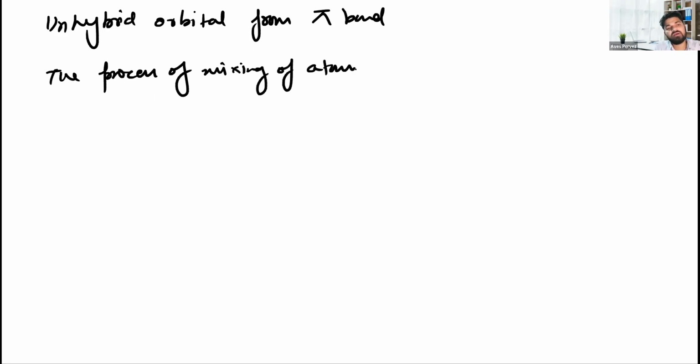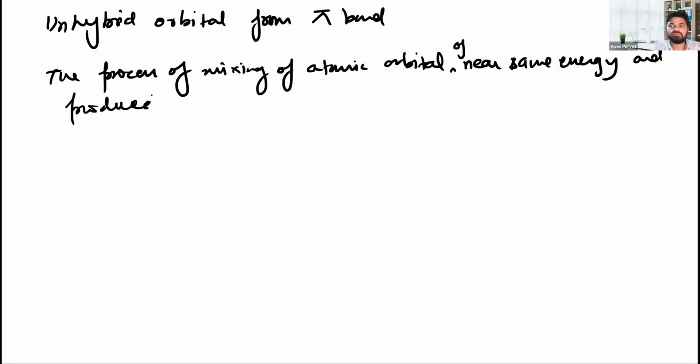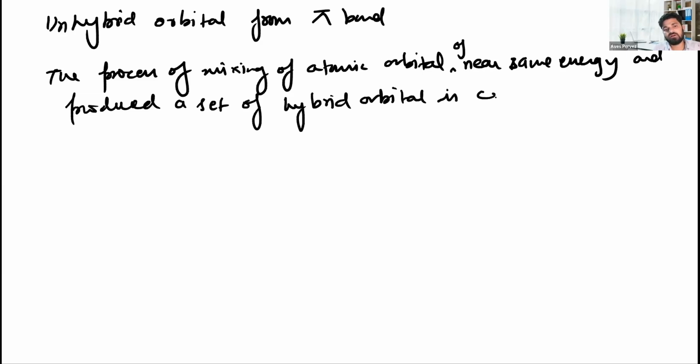We can say that the process of mixing of atomic orbitals of nearly same energy, and producing a set of hybrid orbitals, is called hybridization. Understood? Note it down.